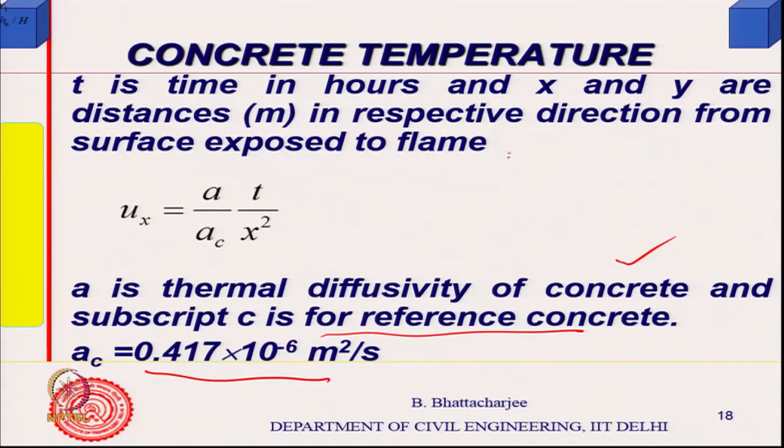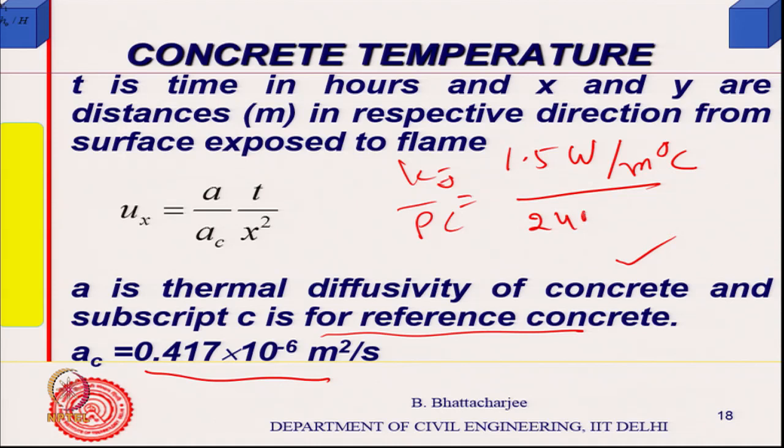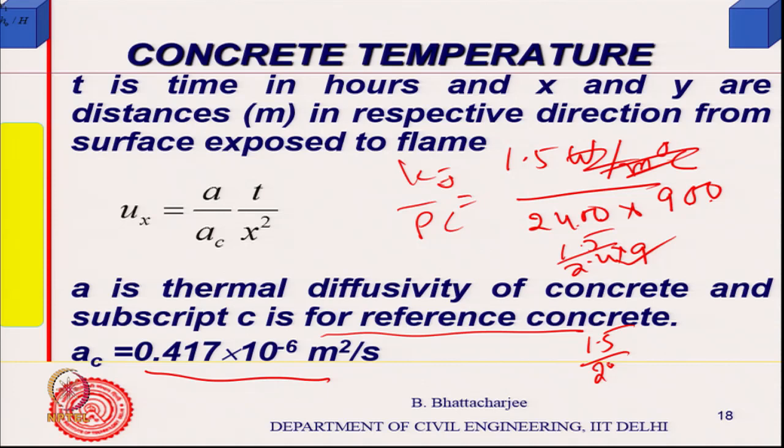If the thermal conductivity K is 1.5 watt per meter degree centigrade, rho of concrete is around 2400, and C is around 900 or 1000 joules per kg per degree centigrade, then it will be something like 1.5 divided by 2.4 into 9, which is 2 point something, into 10 to the power minus 6, something of this order, right.